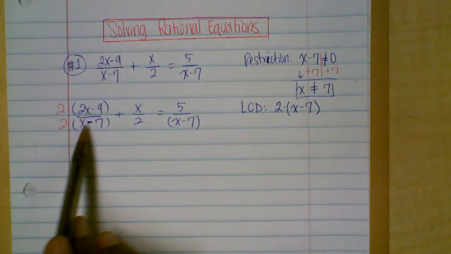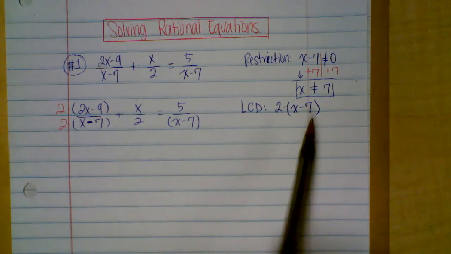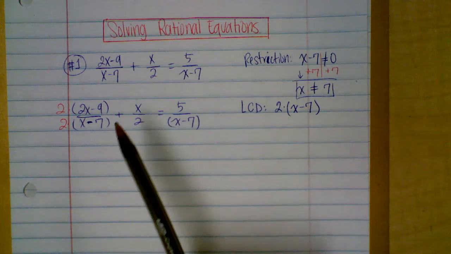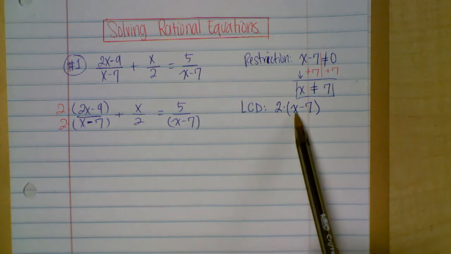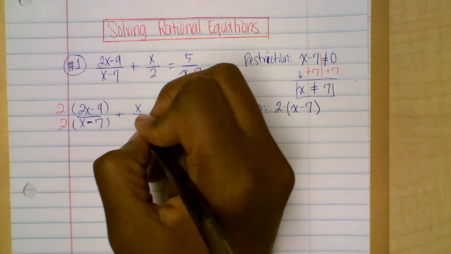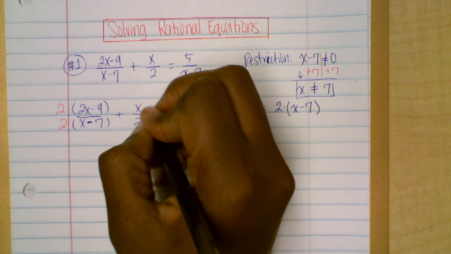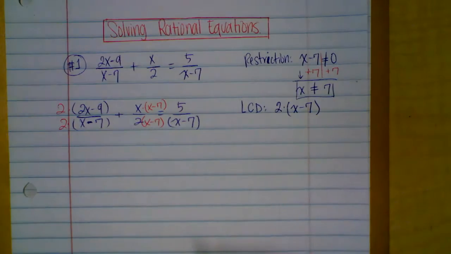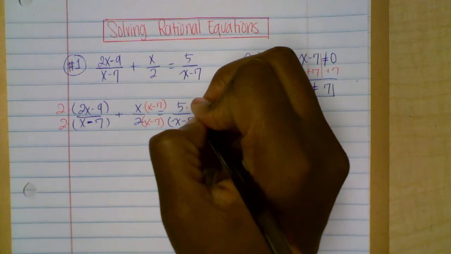So you're not changing your expression, you're just rewriting it in such a way that each term now has the same denominator. Now the next denominator is 2, and the common denominator is going to be 2 times x minus 7. So I'm missing the factor x minus 7. I'm going to multiply top and bottom by x minus 7. And here it's just by 2.